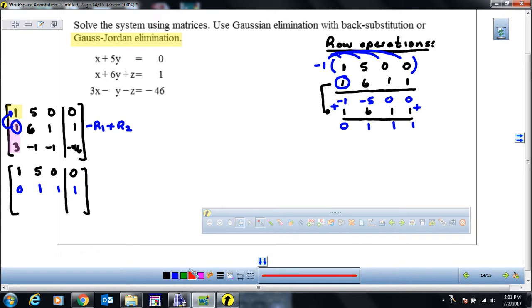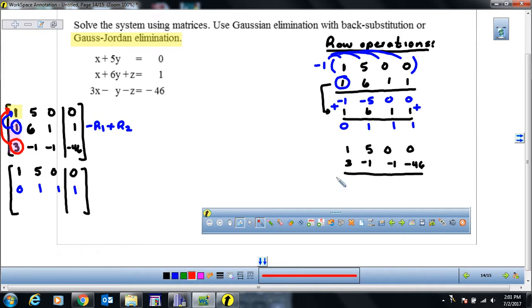Now, let's do the same thing to make that 3 on the bottom into a 0. So to make that 3 into a 0, we need to add it to the equation that we just made into a 1, which is the first equation. So we're going to add the first and the last equations. So 1, 5, 0, 0, we're going to add it to 3, negative 1, and negative 46.